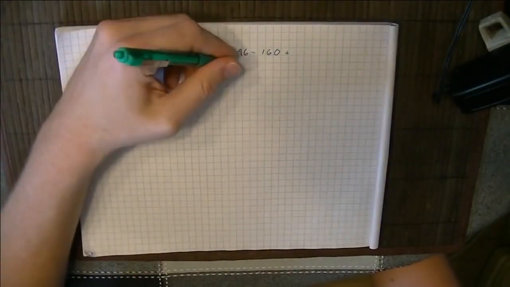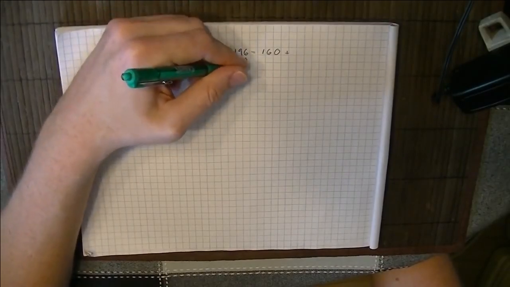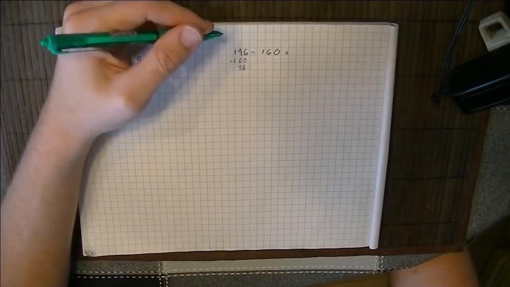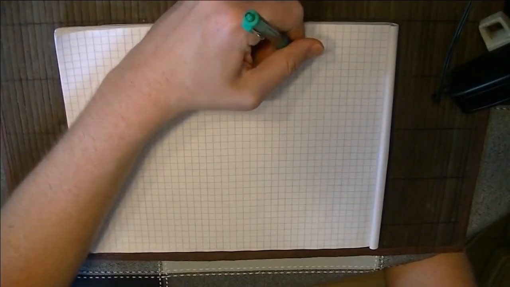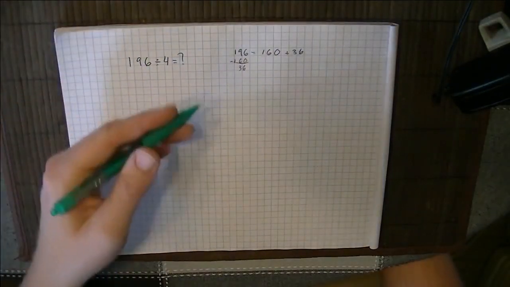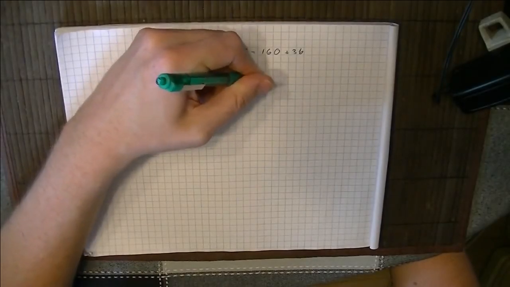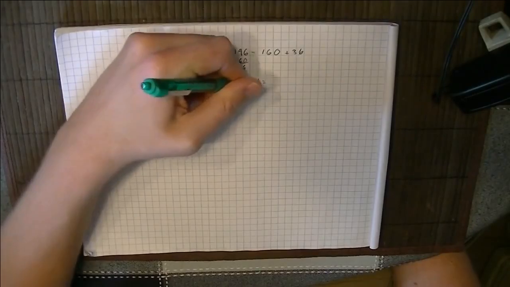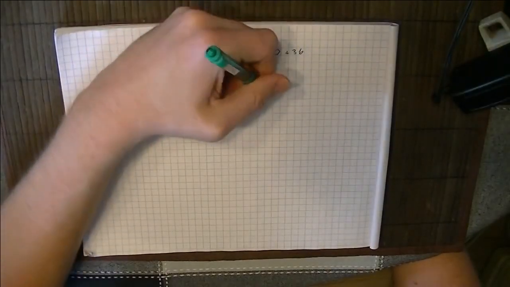What is it? Well, 196 minus 160 is, well, 6 minus 0 is 6, 9 minus 6 is 3, and 1 minus 1 is 0. So 160 plus 36, right? So 196 divided by 4, that's the same as saying 160 divided by 4, and 36 divided by 4, and then just add those two numbers up.